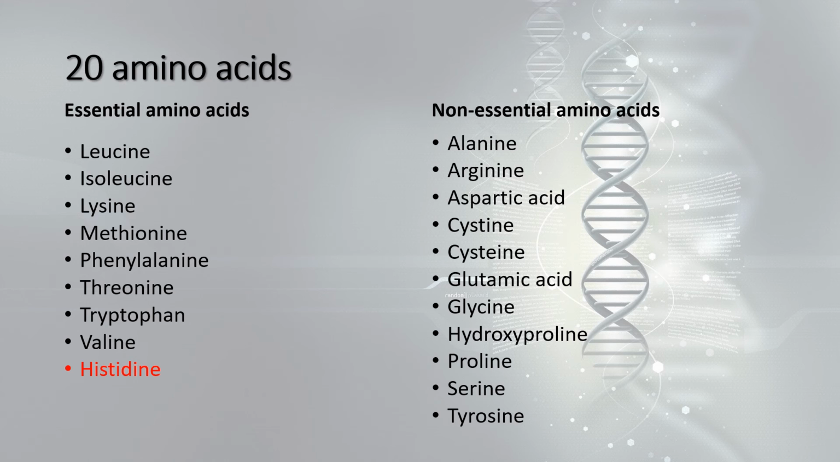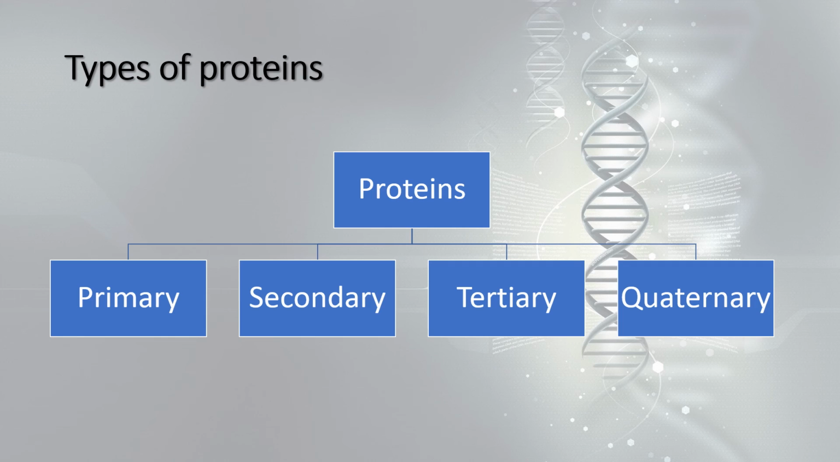So the non-essential amino acids that are created by our body are alanine, arginine, aspartic acid, cysteine, glutamic acid, glycine, hydroxyproline, proline, serine, and tyrosine.